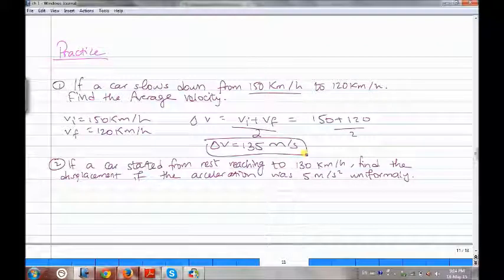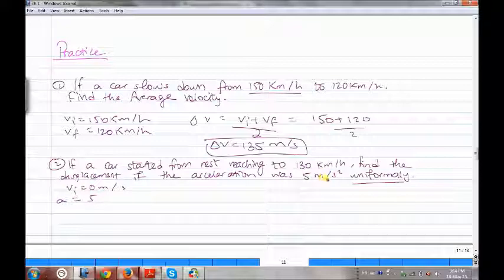Now the second question: if a car started from rest, so 0, reaching 130 kilometer per hour, find the displacement if the acceleration was 5 meter per second squared uniformly. Since they mentioned uniformly, we're going to be using the kinematic equations. But first of all, we have to know the givens to know which kinematic equation to use. So we have VI equals 0 because they said at rest, and the acceleration is given, which is 5.